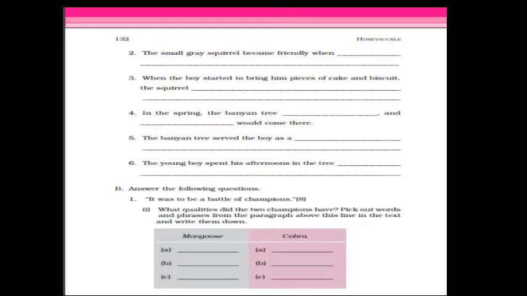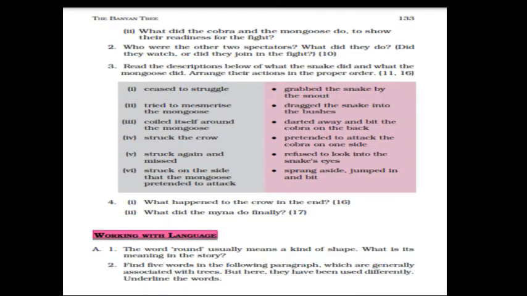Like, the mongoose is a super fighter, he is very clever and aggressive also. And the cobra is, of course, also a skillful, experienced fighter, and it has the speed of light. What did the cobra and the mongoose do to show their readiness for the fight? The cobra hissed defiance, his forked tongue darted in and out. He raised half of his body off the ground and spread his broad hood. The mongoose bushed his tail. The long hair on his spine stood up.